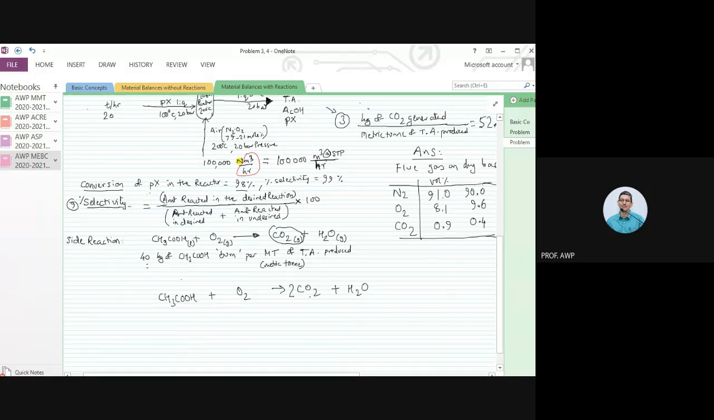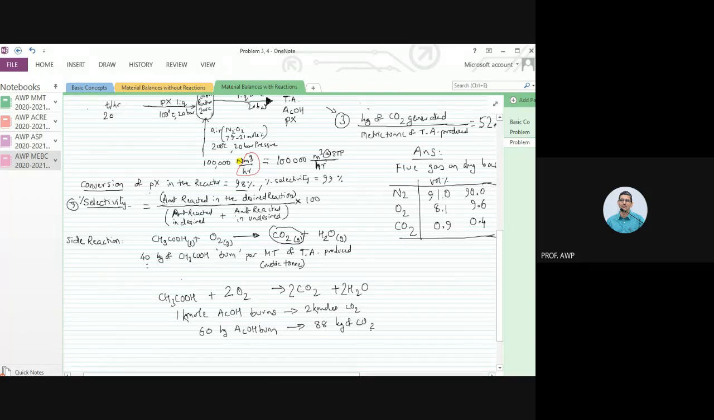Now I have 4 hydrogens on the left hand side, so I have to have 4 hydrogens on the right hand side. I have 2 oxygens plus 4 oxygens, 6 oxygens, minus 2 oxygens, so I need twice of oxygen. So 1 mole of acetic acid burns, I'm going to get 2 moles of carbon dioxide, isn't it? Or if you like kilomoles, 2 kilomoles. So 1 kilomole of acetic acid, molecular weight 60, that means 60 kg of acetic acid burns, I'm going to get 88 kgs of carbon dioxide.